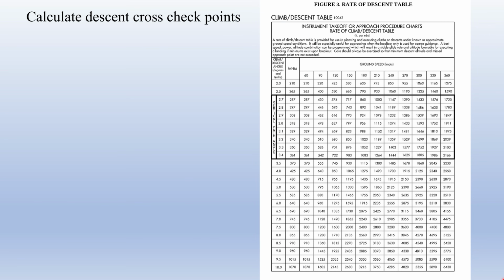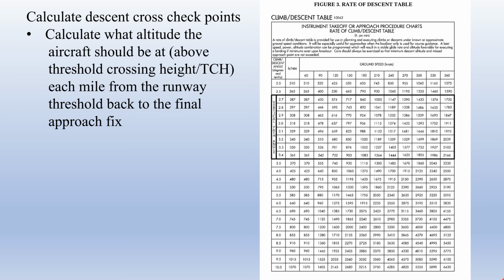So the next thing we want to do is calculate some descent cross-check points. And this is so that we can keep an eye on the descent as we come down to make sure that our target descent rate is working out and that we're not too high and not too low. So what we want to do is calculate what altitude the aircraft should be. Initially, we're going to do this above the threshold crossing height, or TCH, for each mile starting at the runway threshold and moving back to the final approach fix. And again, we're going to use the FAA's climb and descent table for this.